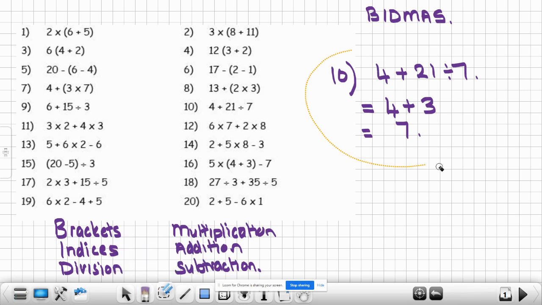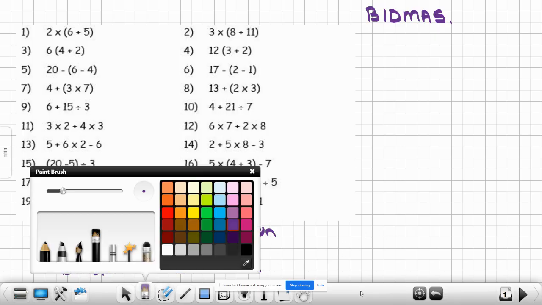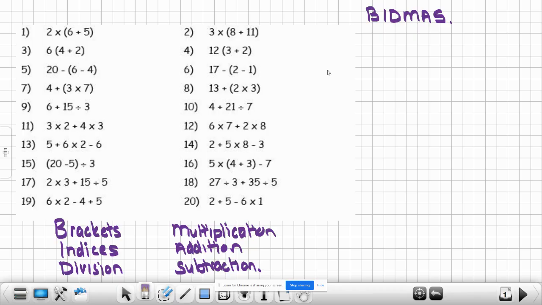Okay, hopefully you're getting the hang of this. So let's have a look at one of the more complicated ones. Let's move on to question 16, where we've got 5 times, in brackets, 4 plus 3, minus 7. So here we've got 1, 2, 3 different signs, and we've got brackets. So it's getting more complicated.